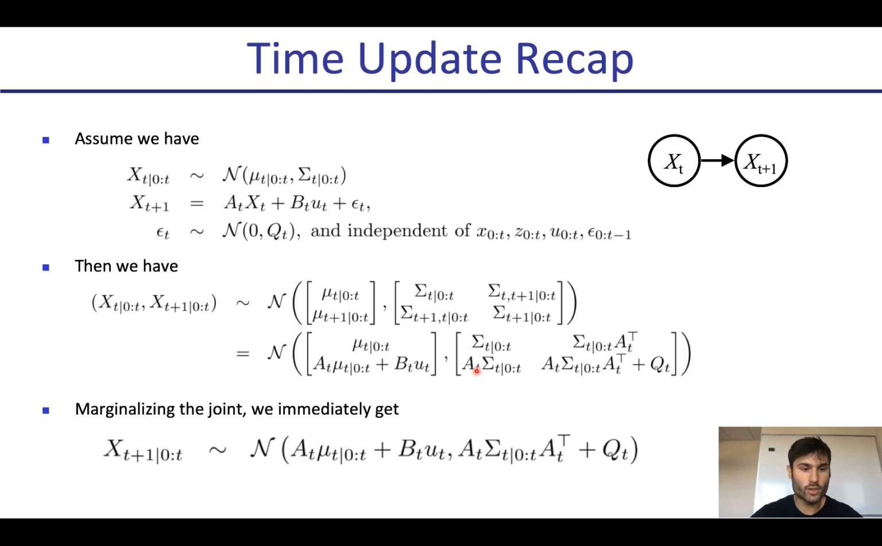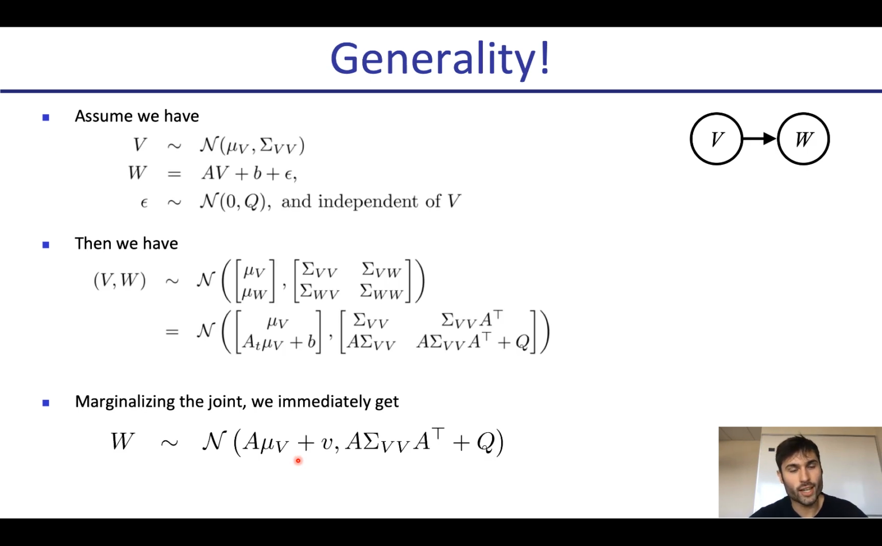And now we can directly apply the formulas that we saw for the marginalization to obtain just the distribution of xt plus 1 given all the past. These are the formulas that we saw in the multivariate Gaussian case. This is true for any Gaussian variables that have a linear dependency. So if a Gaussian variable v follows a certain Gaussian distribution, and another Gaussian variable w is related linearly to v plus some extra noise that is independent of v, then all that we have formulated here and developed just applies straightforwardly.